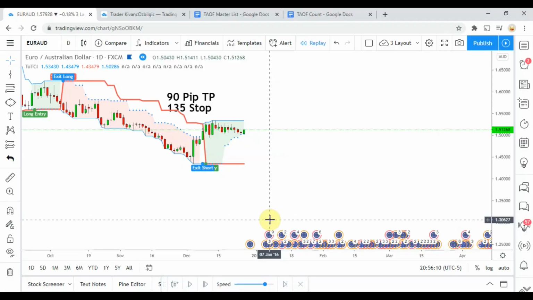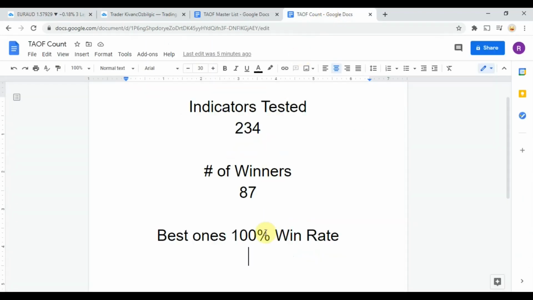Alright, as I said, today we will be testing the Turtle Trade Channels indicator. But before we do, I wanted to put the indicator scoreboard up for everyone to see. So to date, we have tested 234 indicators, and out of those 234 indicators, 87 of them have been winners, which means that they have met or exceeded the 60% win-loss ratio threshold that we have set for them. The best ones so far were able to achieve a 100% win rate.